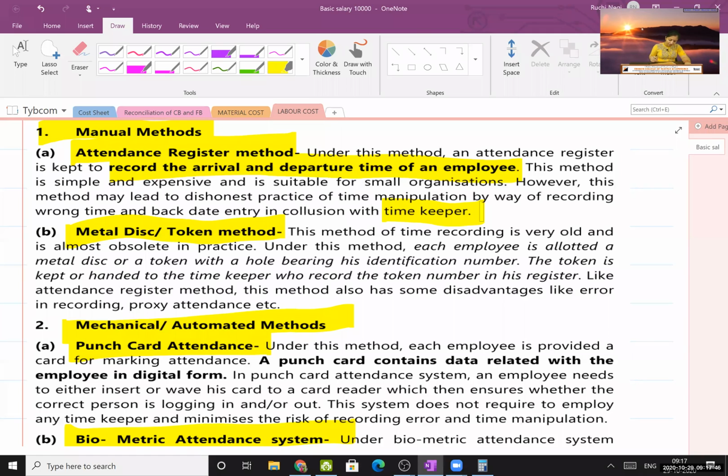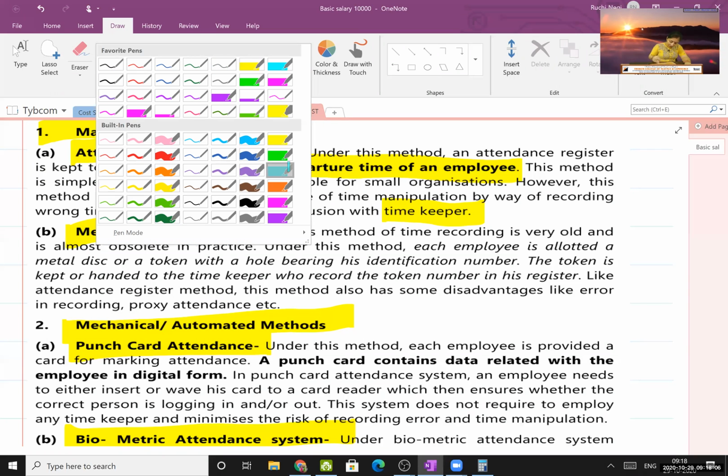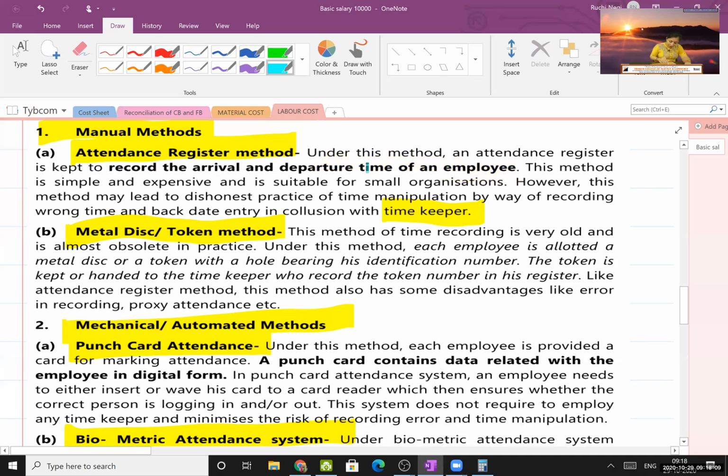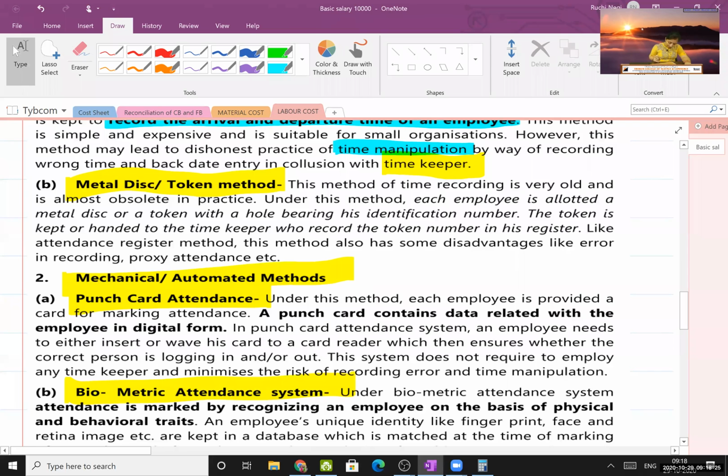And in this practice, you can have a combination of practices. I will tell you what I mean by combination of practices. The limitation of the attendance register method is that people can manipulate the time. Obviously, because you are writing by hand, so you can manipulate it. You can go backdated and put a wrong date and time also. I'm not sure that the employee was present.